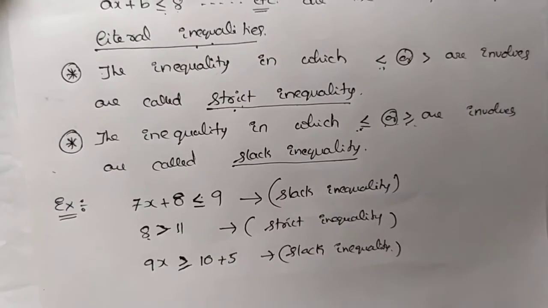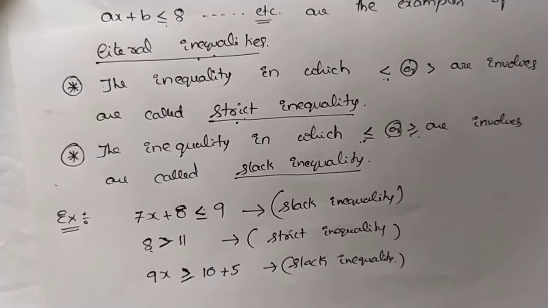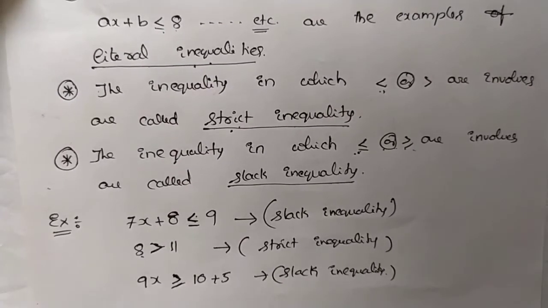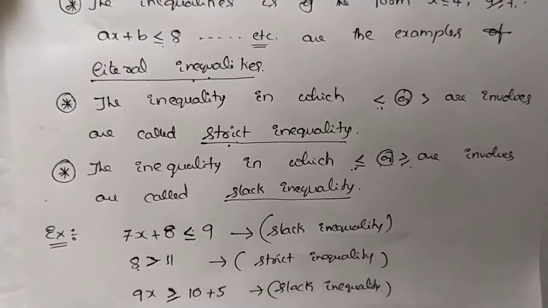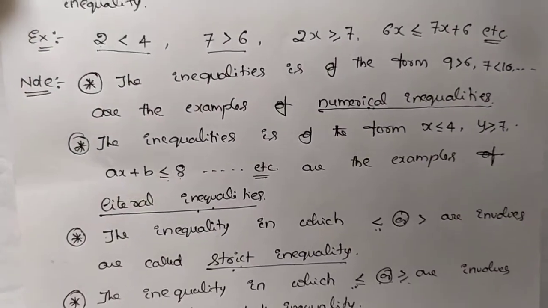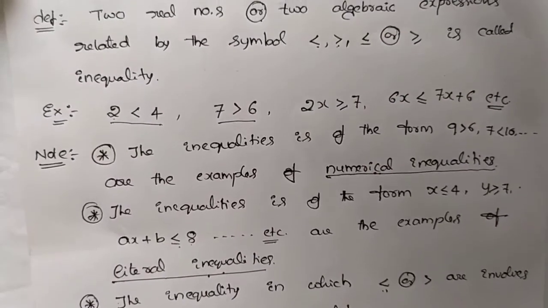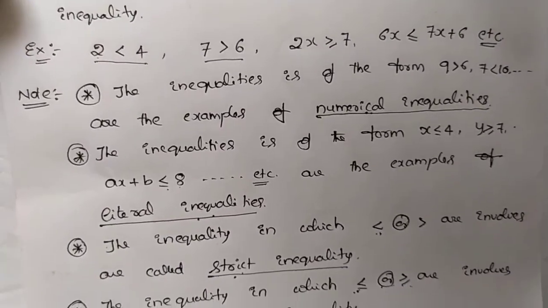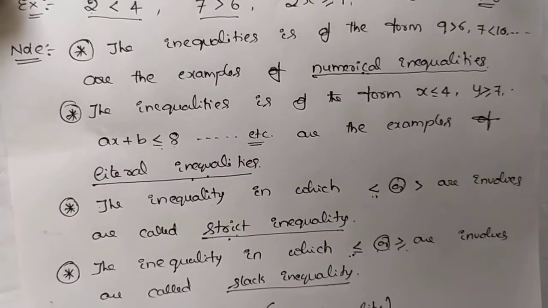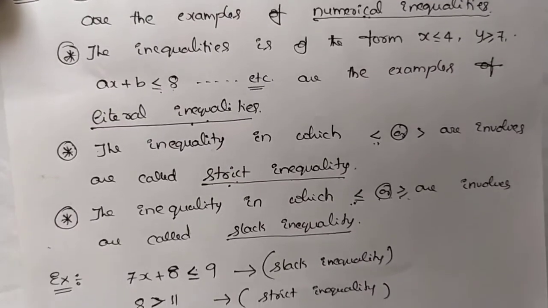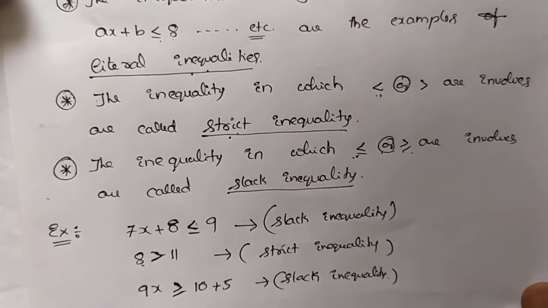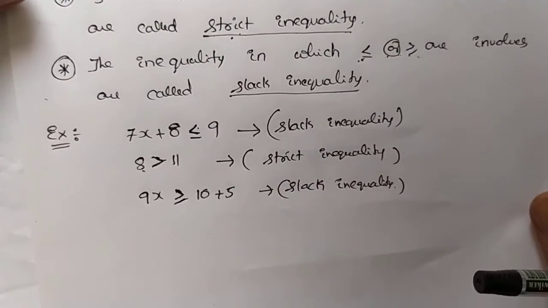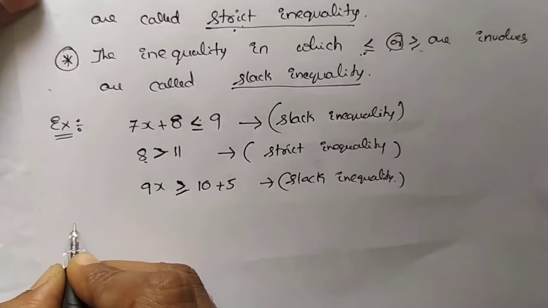Kindly take a screenshot of these definitions and write them down in your notebook. Kindly do not make any mistakes. If you want to take the screenshot, you can take it. It is the definition of the inequality. There are 4 note points: numerical inequality, literal inequality, strict inequality, slack inequality. Now let us move on to some important sets.